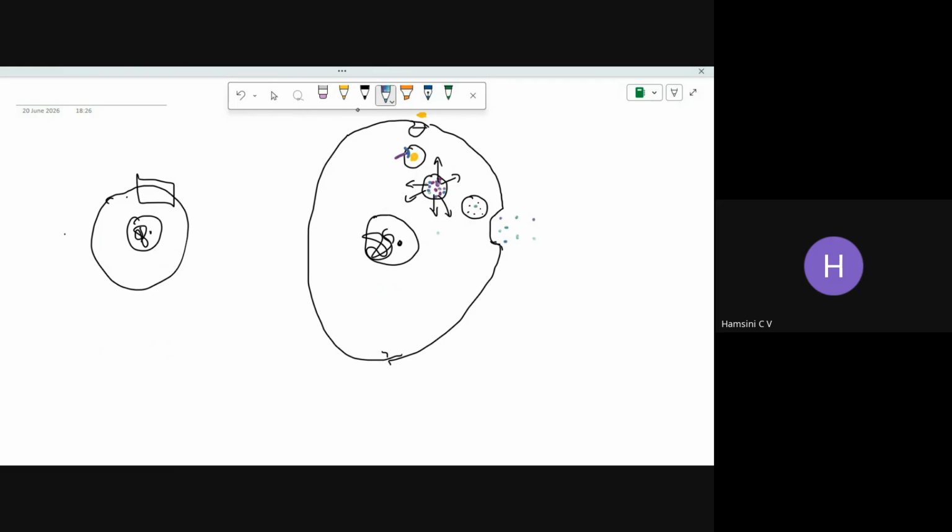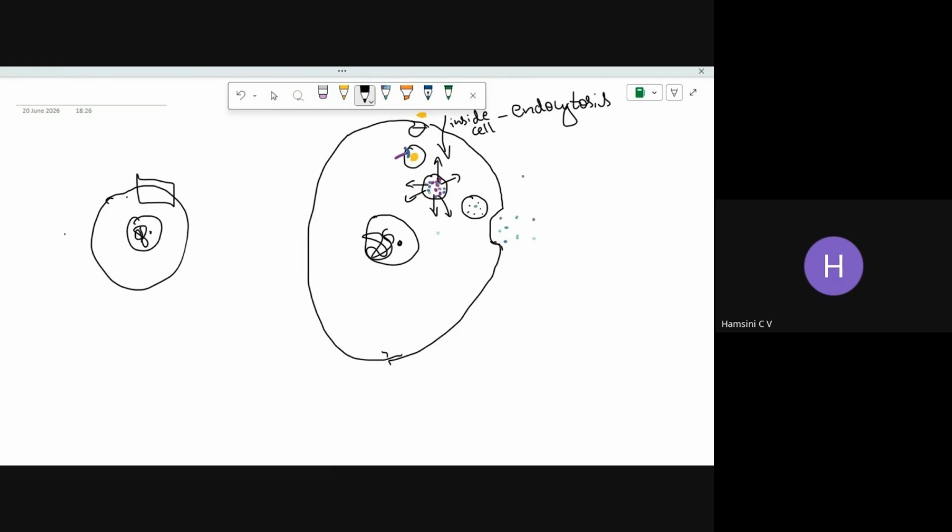One process is where the particle is taken inside the cell. This is inside the cell, no? If the particle is taken inside the cell, this process is called endocytosis. Did you understand?